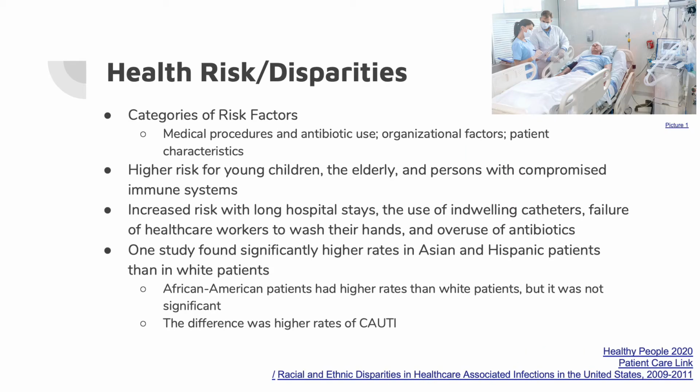Some categories of risk factors for patients to get these HAIs are medical procedures and antibiotic use, organizational factors, and patient characteristics. Patients like young children, the elderly, and people with compromised immune systems are at a higher risk. If a person has to stay in the hospital for a long time, they need an indwelling catheter, or healthcare workers fail to wash their hands, or there is an overuse of antibiotics, that can also increase a person's risk. One study found significantly higher rates in Asian and Hispanic patients than in white patients, and the difference was higher rates of catheter-associated urinary tract infections.